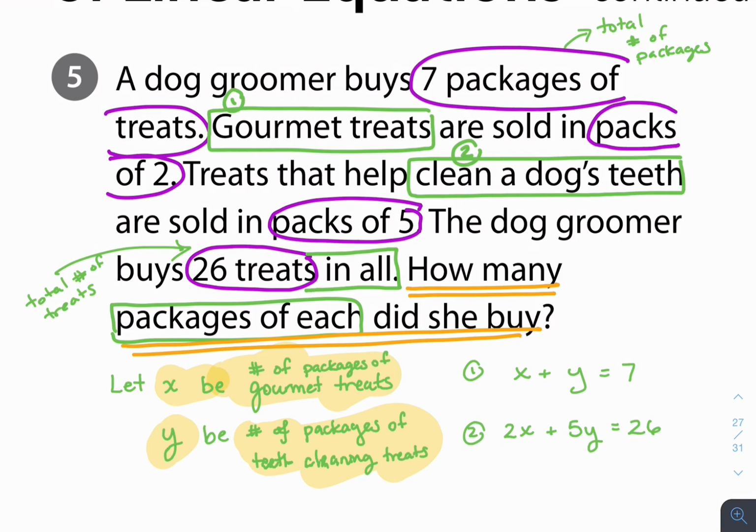At this point, you can choose whether to solve by substitution or elimination. So let's go on to the last.